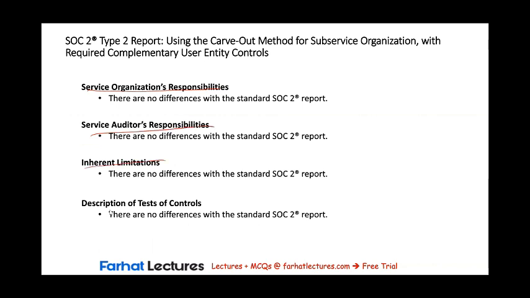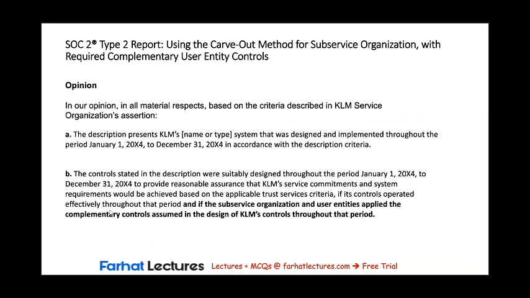The next four sections, like the SOC 1 Type 2 report, there are no differences regarding the responsibilities, inherent limitations, and description of test of controls. There are no differences with the standard SOC 2 report. Regarding the opinion section, also for the first paragraph, no changes. But in the second paragraph, we have to mention this condition that the controls stated in the description were suitably designed if its controls operated effectively and if the subservice organization and user entities applied the complementary controls assumed in the design. So we have to add those two conditions.